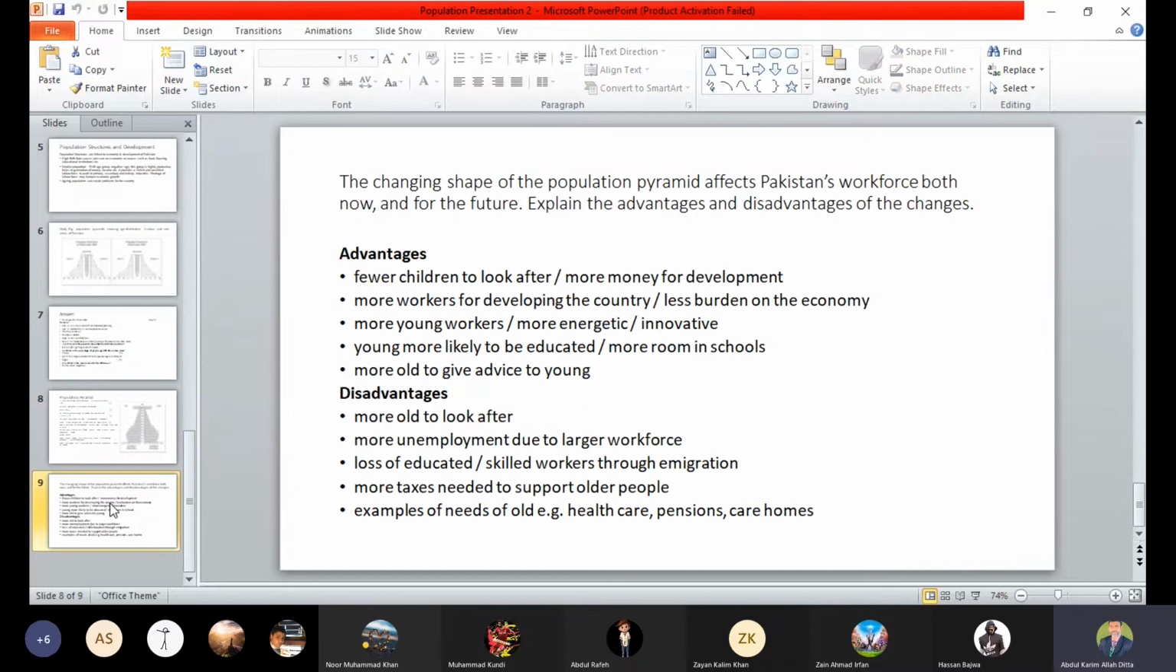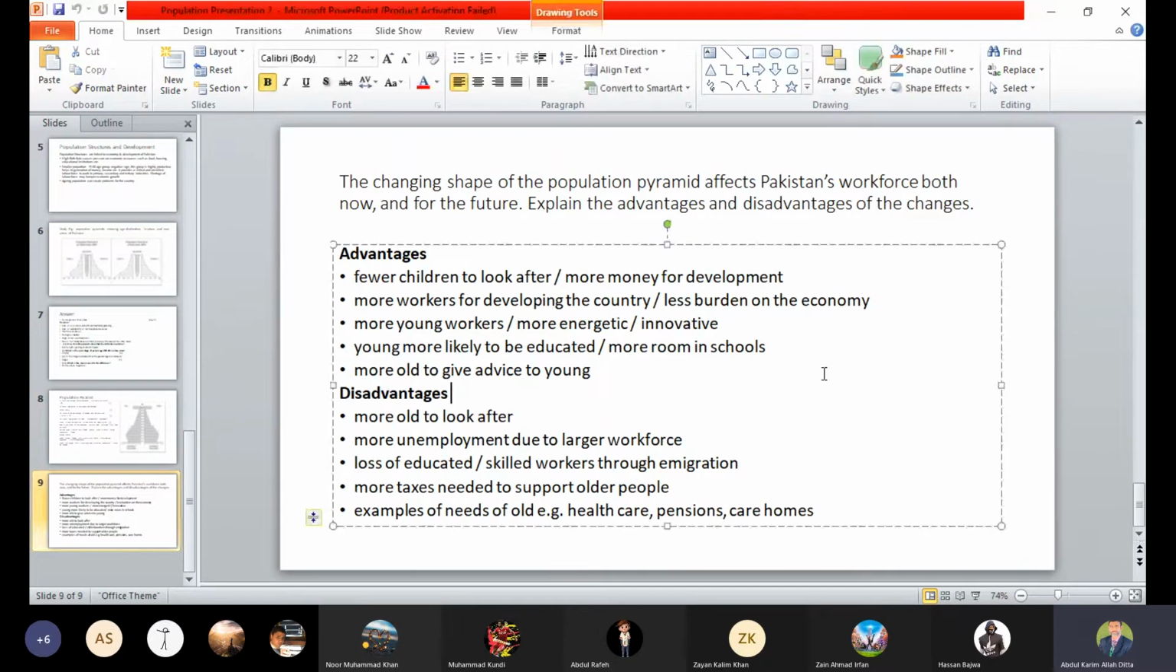Next one, you can see that the changing shape of the population pyramids affects Pakistan's workforce both now and for the future. Explain the advantages and disadvantages of the changes. Advantages: at the base, we will have fewer children to look after, more money for development, and more workers for developing the country, less burden on the economy, more young workers, more energetic, innovative people, more likely to be educated, more rooms in the school, and more old people to give advice to the young people.